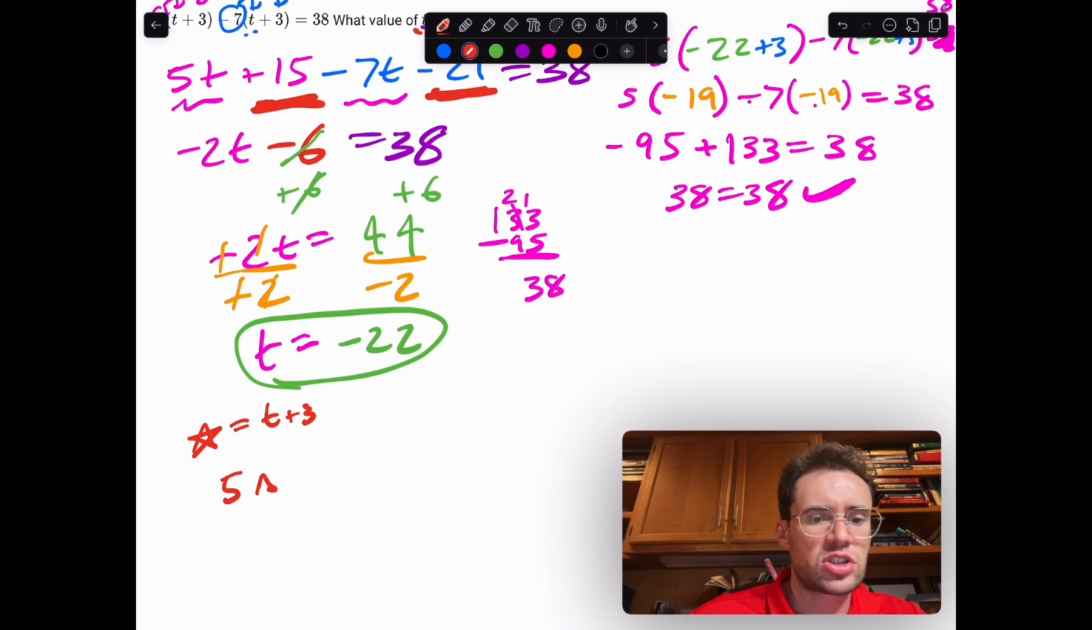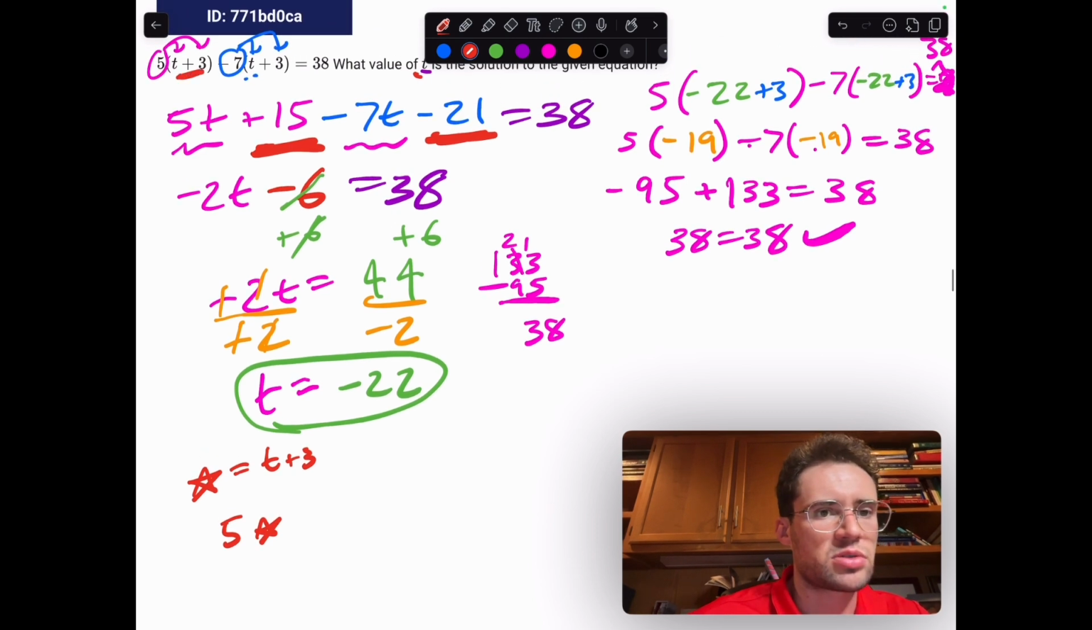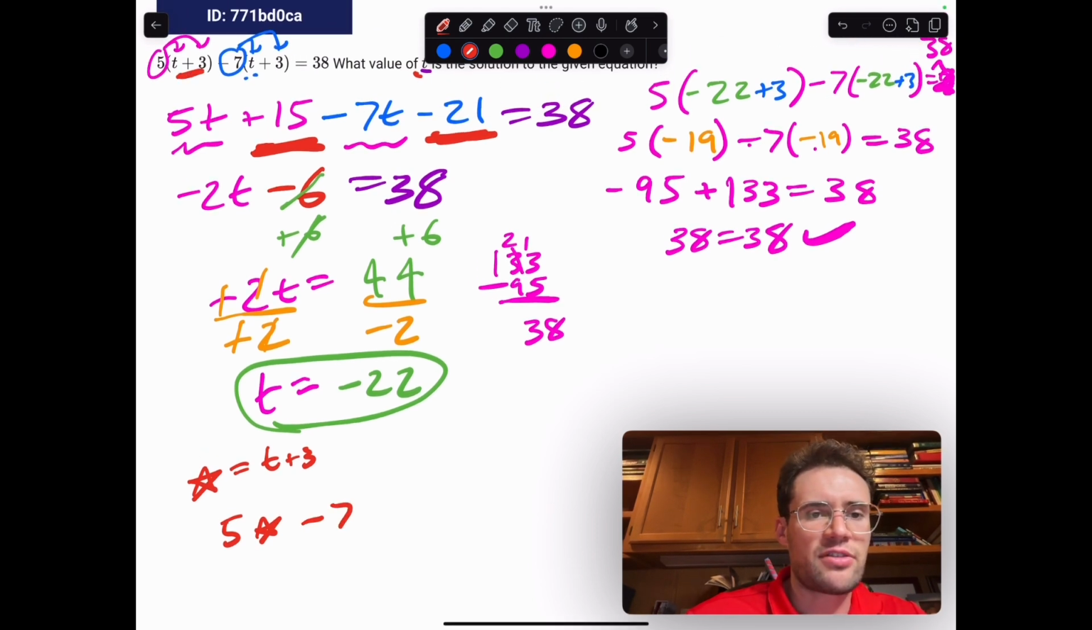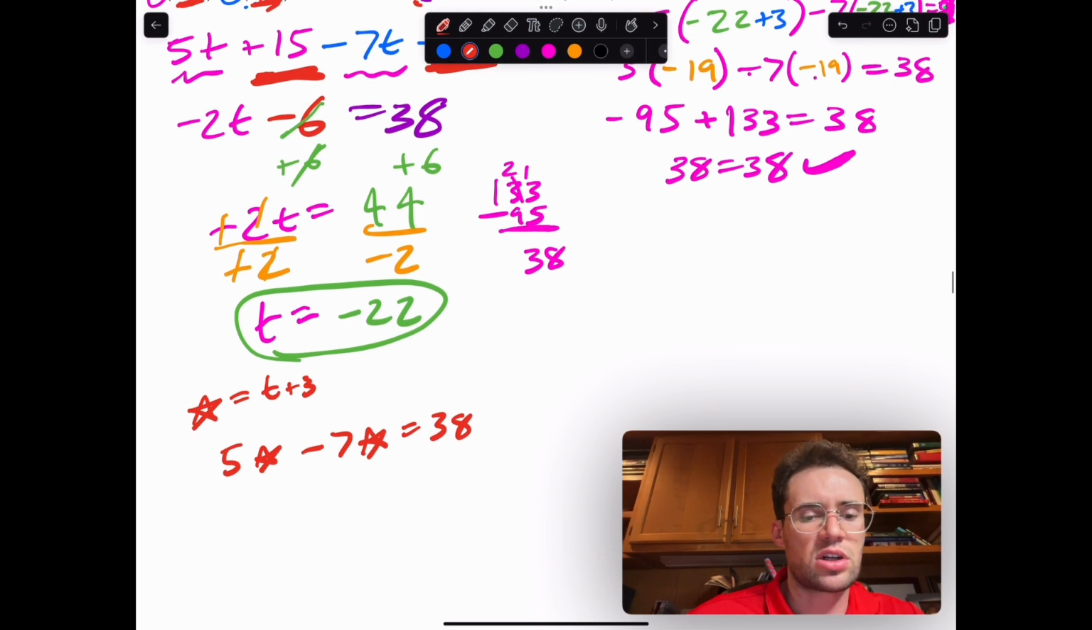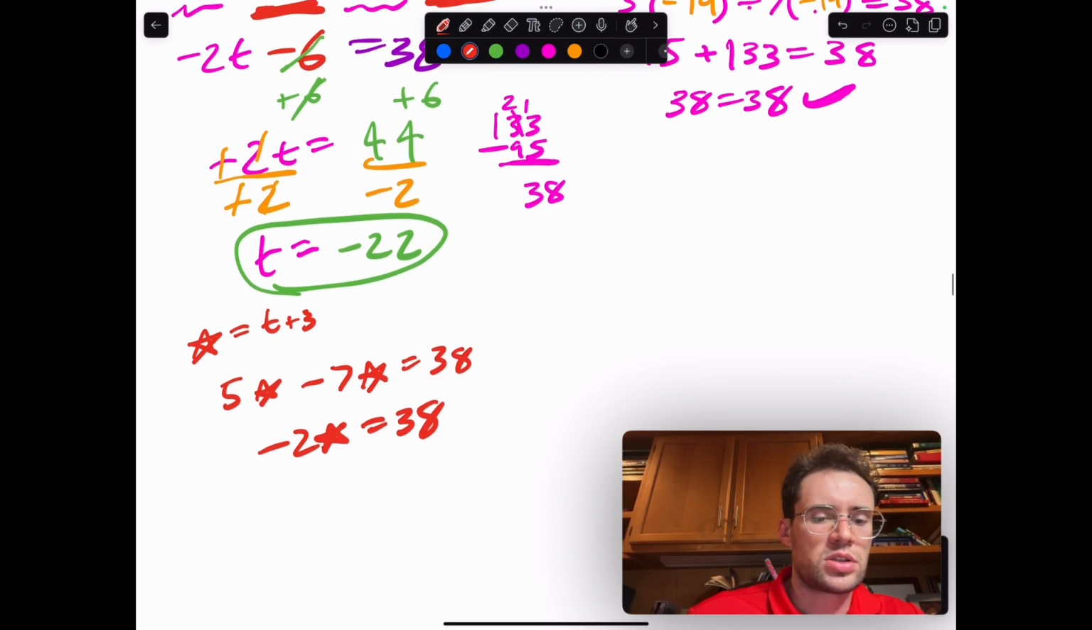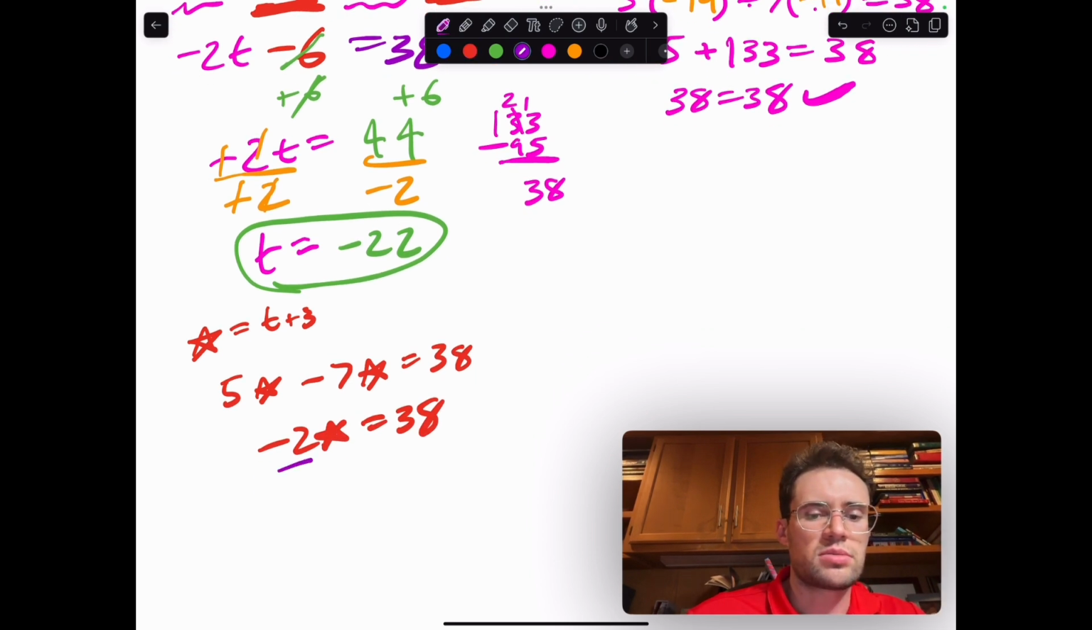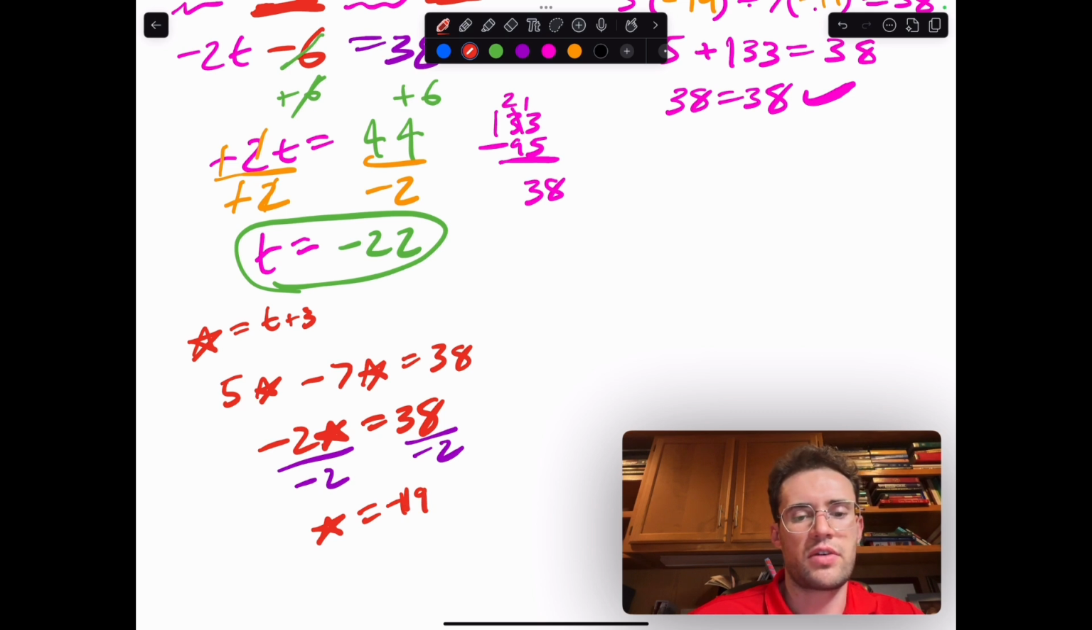So 5 times star, right? Here's your star, t plus 3, minus 7 times star, t plus 3, equals 38. We get 5 stars minus 7 stars, that's negative 2 stars, equals 38. So if negative 2 times star is 38, we just divide both sides by negative 2. We get that star is equal to negative 19. 38 divided by 2 is 19. Positive divided by negative is negative.